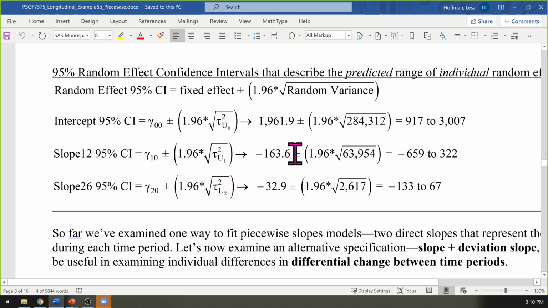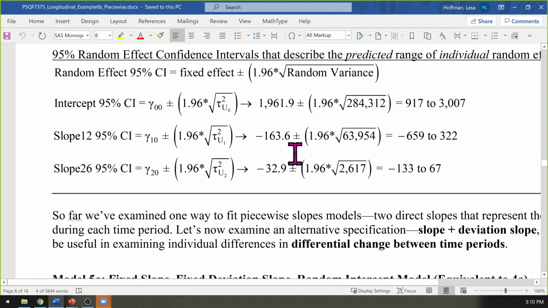How about some effect sizes? Here's some confidence intervals that can describe the extent of change. So we have 3 different terms that each have a fixed and random effect. Therefore, there's 3 confidence intervals. The one for the intercept tells me that the predicted mean at session 1, which is my time 0, is somewhere between 900 milliseconds and 3,000.